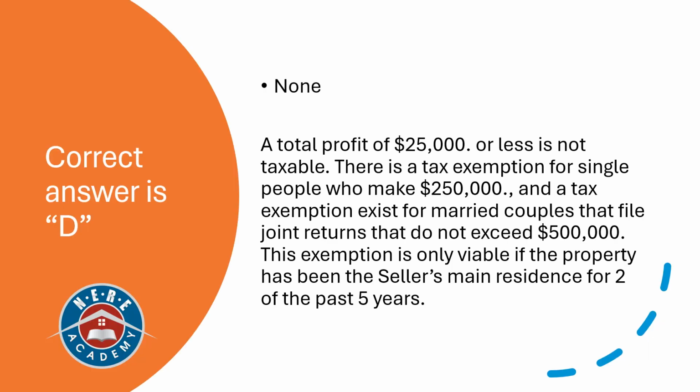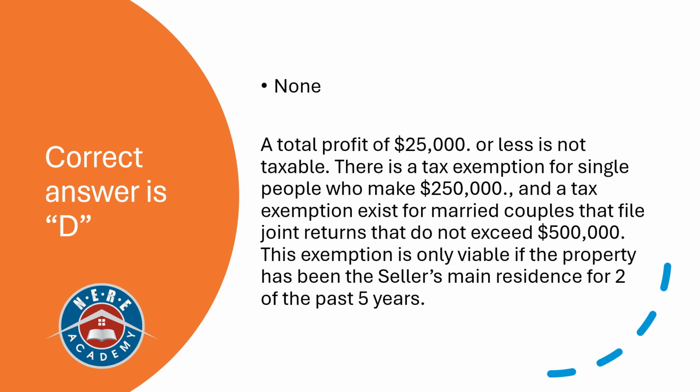How'd you do? Well, the correct answer here is D, none. And they do this on the exam. They'll throw in something like the comment businessman to kind of sway you. It still is residential property. So there's a total profit here of $25,000. And if it's $25,000 or less, it's not taxable.